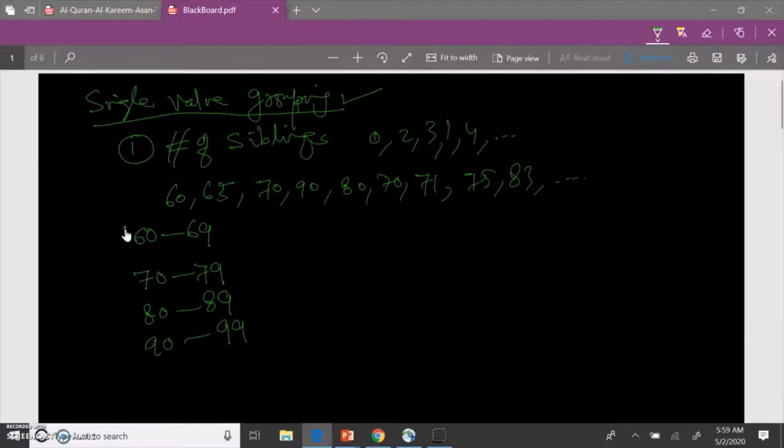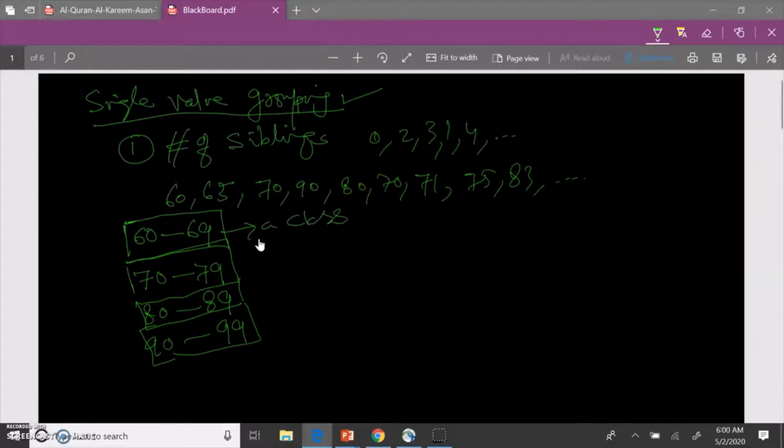So what we do is define classes. This is a class. This is another class. And this is another class. So what I have done here is defined a range of values. It's not a single value, it's a range of values. It starts from 60 and goes all the way up to 69. Such a type of grouping is called limit grouping, and this is a class. This is a technical term.